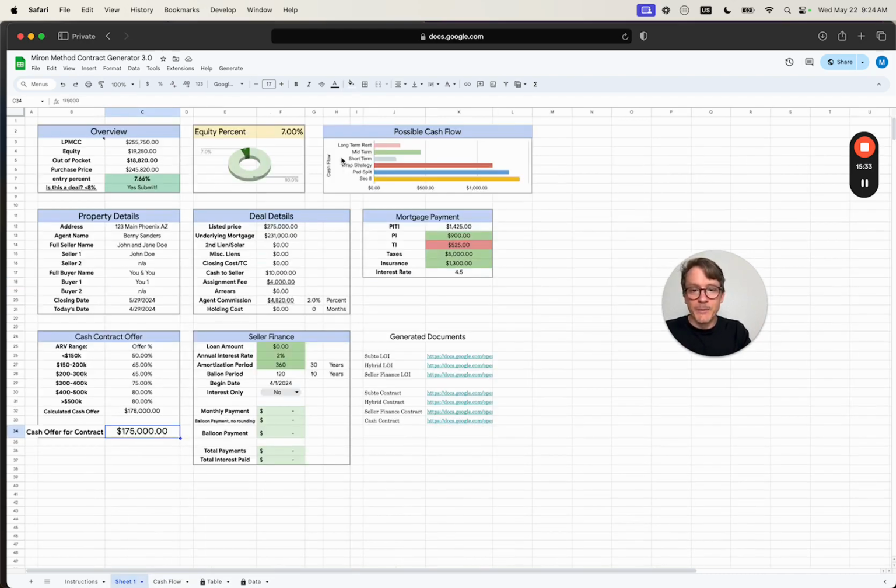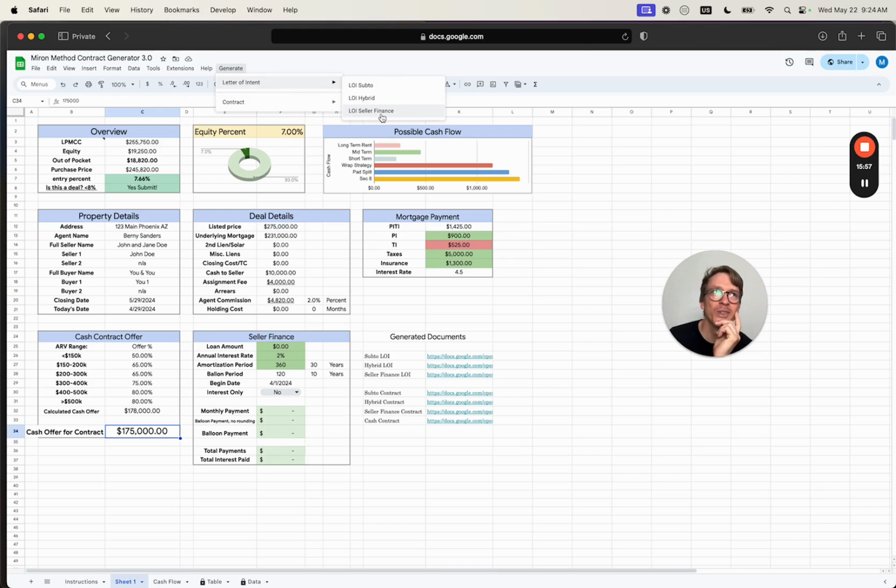Then you're doing all this underwriting, and I haven't talked about the generated documents, right? So the new contract generator is going to give you all the contracts: cash, sub 2, hybrid, seller finance. It's also going to give you the letters of intent for sub 2, hybrid, and seller finance.